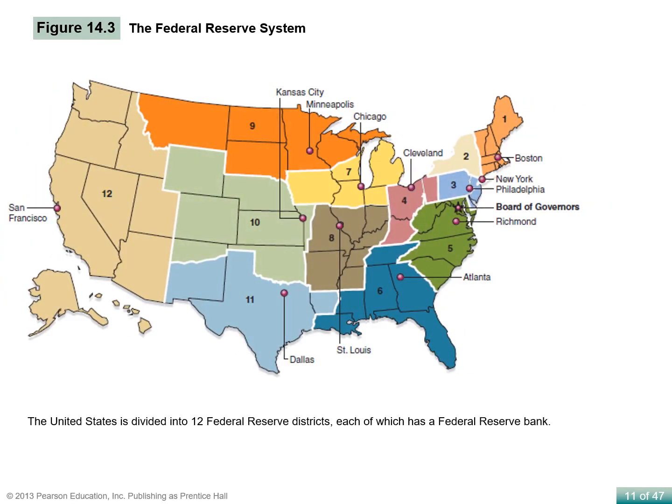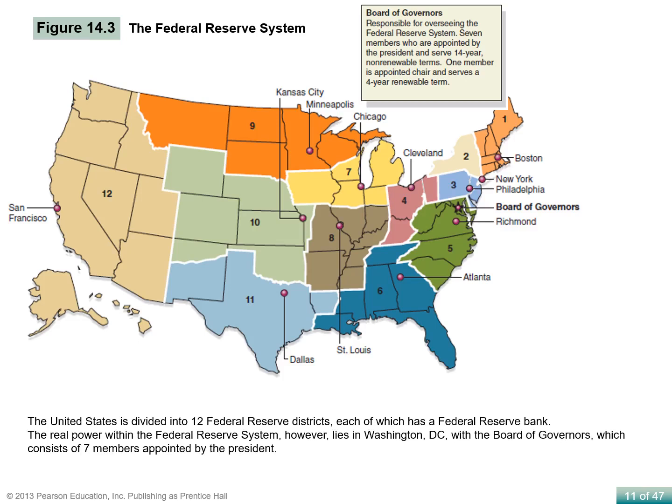So here's the Federal Reserve System. There are 12 districts and the Board of Governors in D.C. The Board of Governors are basically responsible for overseeing the system. 7 of the members are appointed by the president and serve a 14-year term, and 1 member is appointed by the chair and serves a 4-year renewable term.